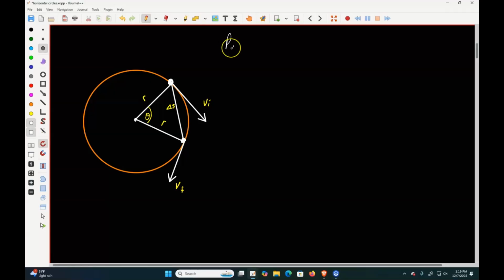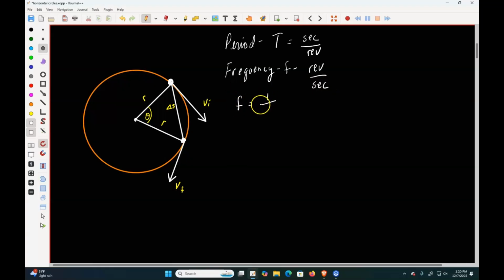The period is the time it takes to go around the circle one time. We're going to let a capital T represent period. The units will be seconds per revolution. The frequency, we're going to let a small f represent that. That'll be the revolutions it makes per second. The frequency is inversely proportional to the period.